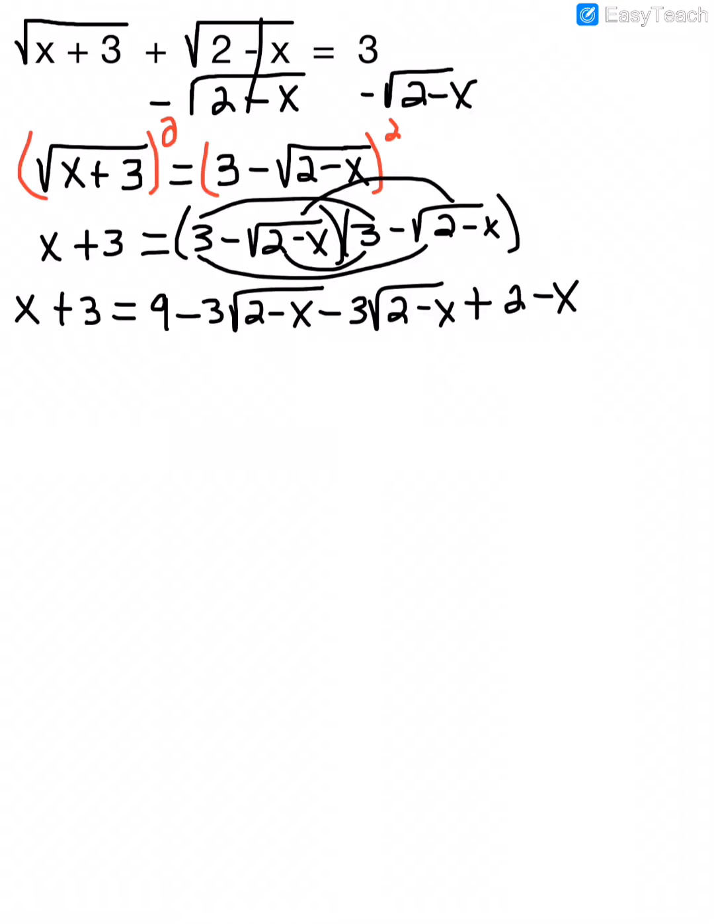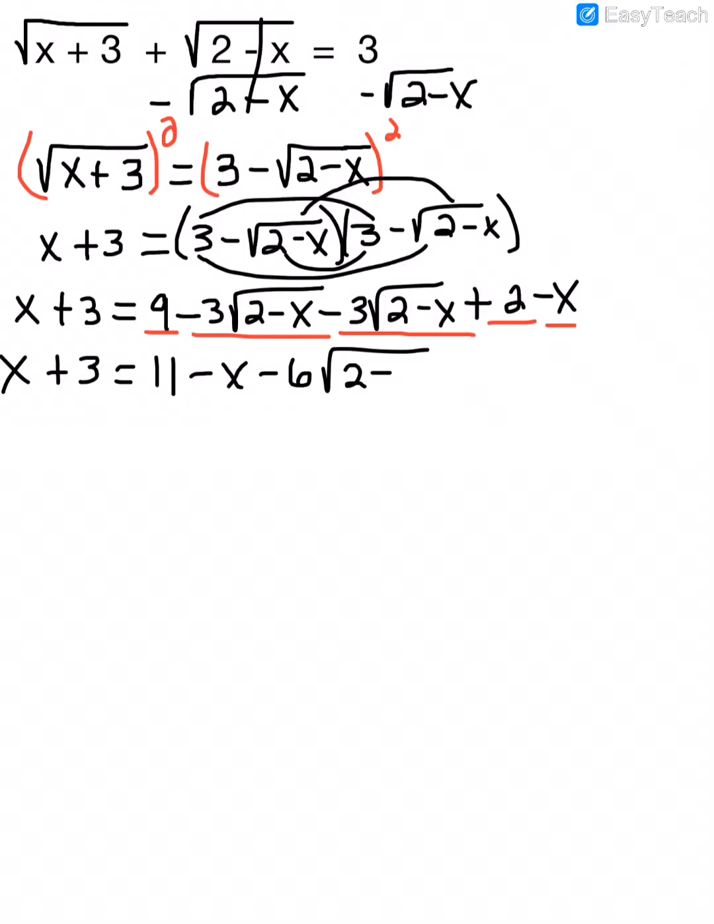Okay, so let's combine our like terms. So we have this whole number and this whole number, 9 plus 2, that gives me 11. And then I have this x, there's not another x that I can combine with that, so I'm just going to bring the negative x down. And then we have these terms, the negative 3 square root of 2 minus x minus 3 square root of 2 minus x, and that's going to give me a negative 6 square root of 2 minus x.